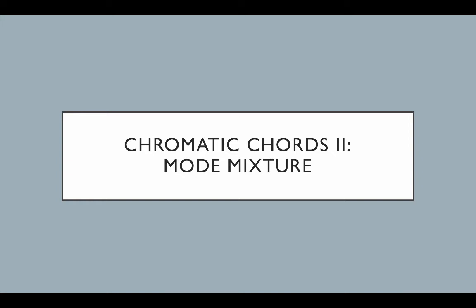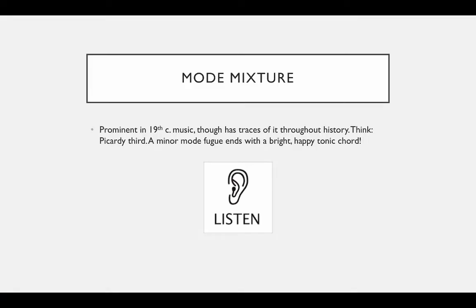This is a short video to learn about chromatic chords, or the notion of mode mixture. Mode mixture has to do with borrowing notes from the parallel minor or the parallel major. It's prominently featured in the music of the 19th century, though we've heard it throughout a lot of music history.